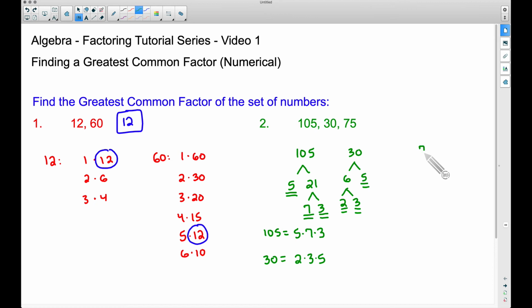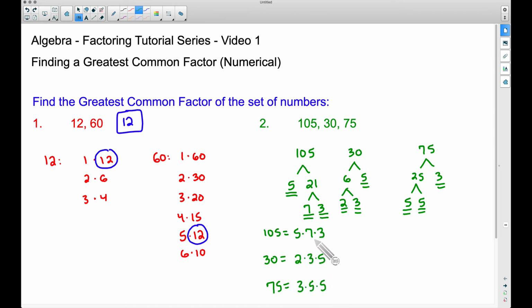Let's do this process one more time for 75, and think of any two numbers that multiply to give you 75. You could say maybe 15 times 5 or 25 times 3. It doesn't really matter, but I'm just going to pick 25 times 3. Then the 25 will break up into 5 times 5. These are our prime factors of 75. So 75 is equal to 3 times 5 times 5.